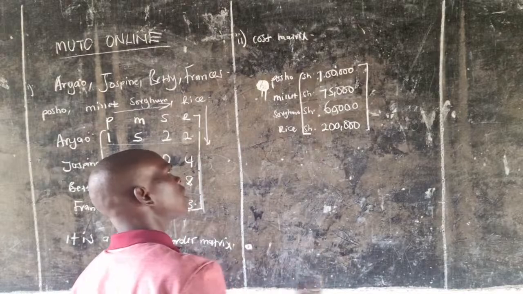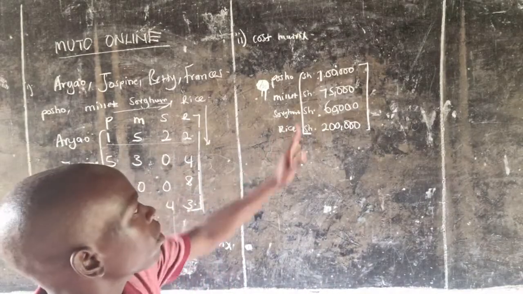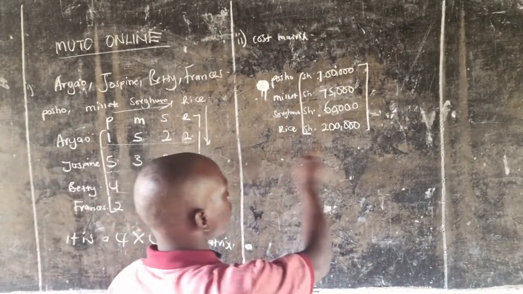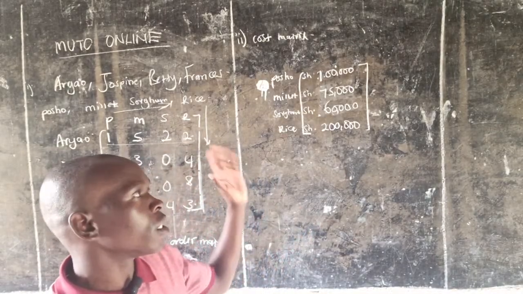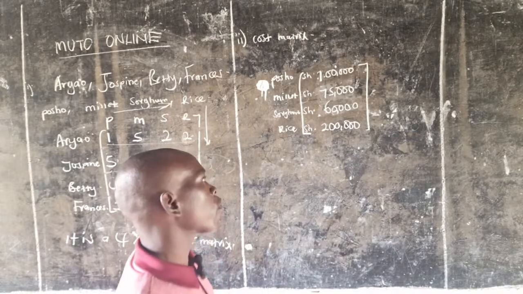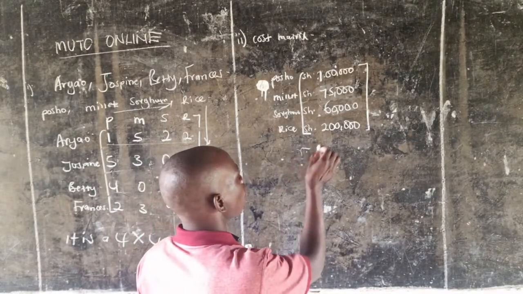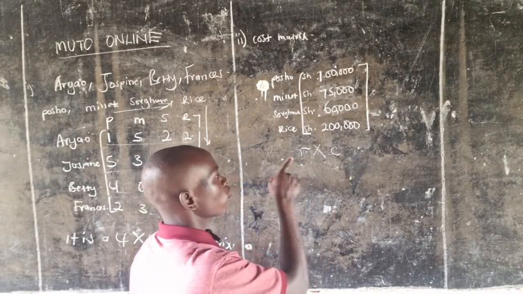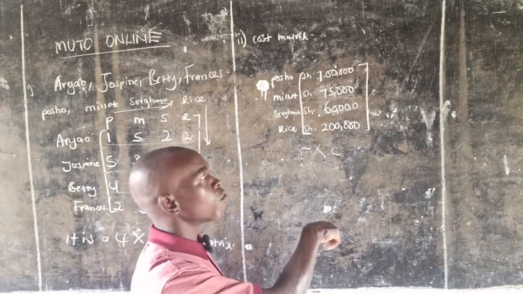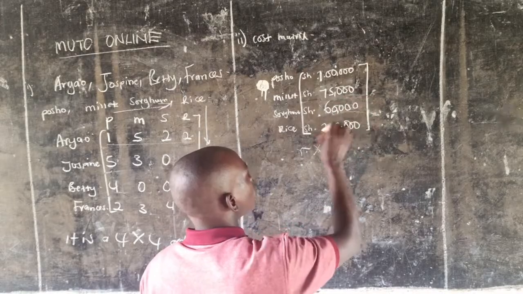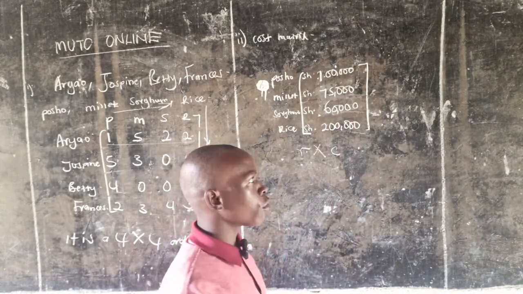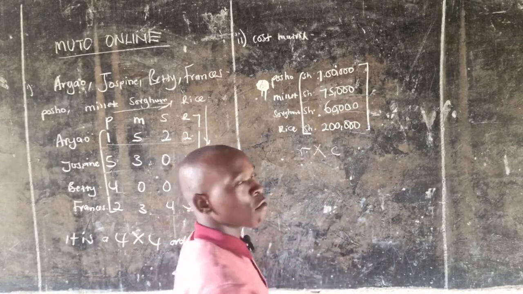Now, when you look at this matrix here, we also have to take the way we write the order. It is row by column. So you just need to count the rows and the columns. Now, when we count the rows here, we have 1, 2, 3, 4. We have 4 rows. Then columns, we only have 1 column.